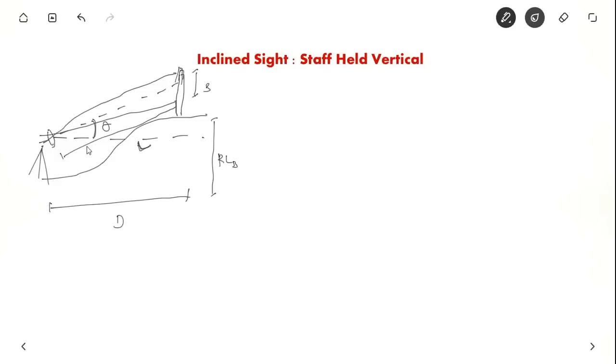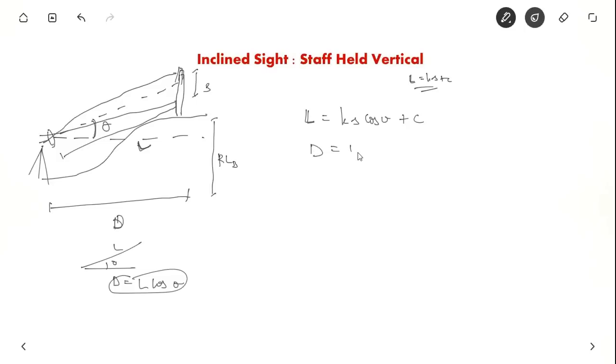Now first we have to know L. L equal to Ks cos theta plus C. We know that L equal to Ks plus C, but here it is inclined. So we have Ks cos theta plus C. So what is the distance? We know this is L, we know this is theta. So distance equal to L cos theta. So this gives your distance between point A and point B.